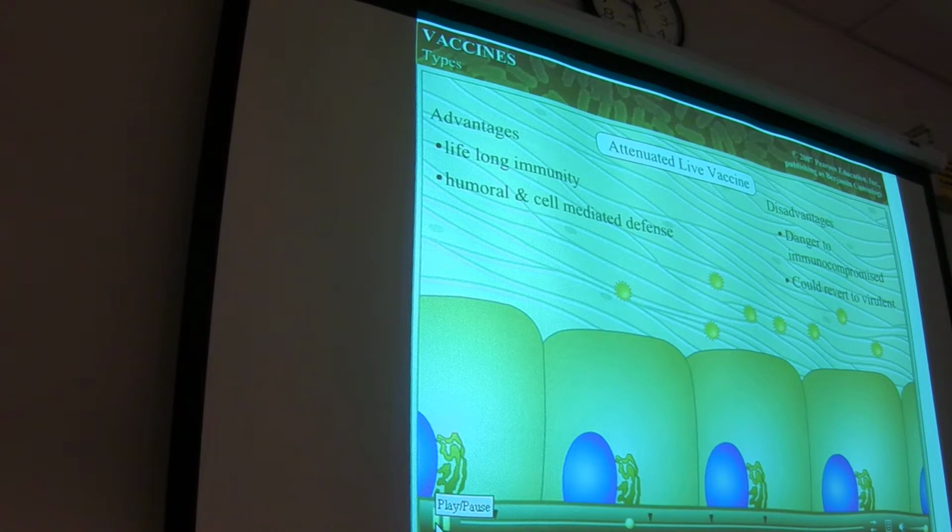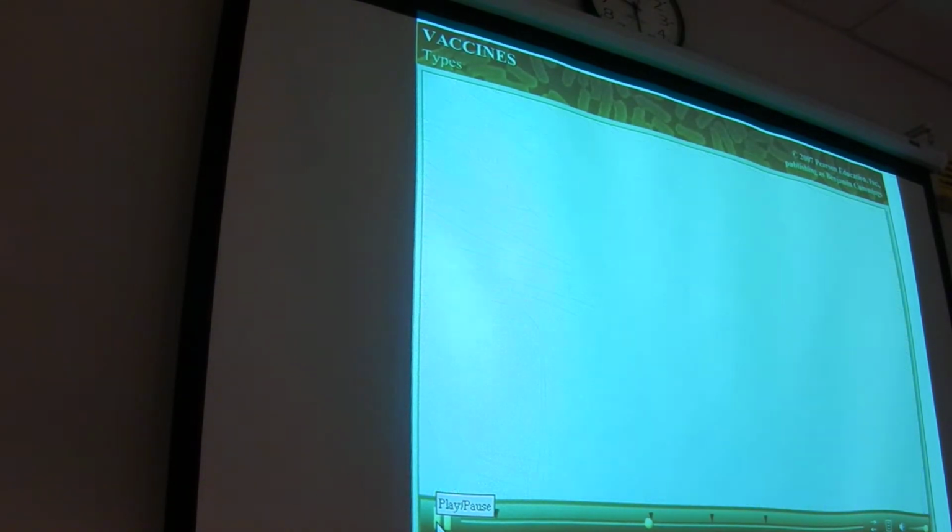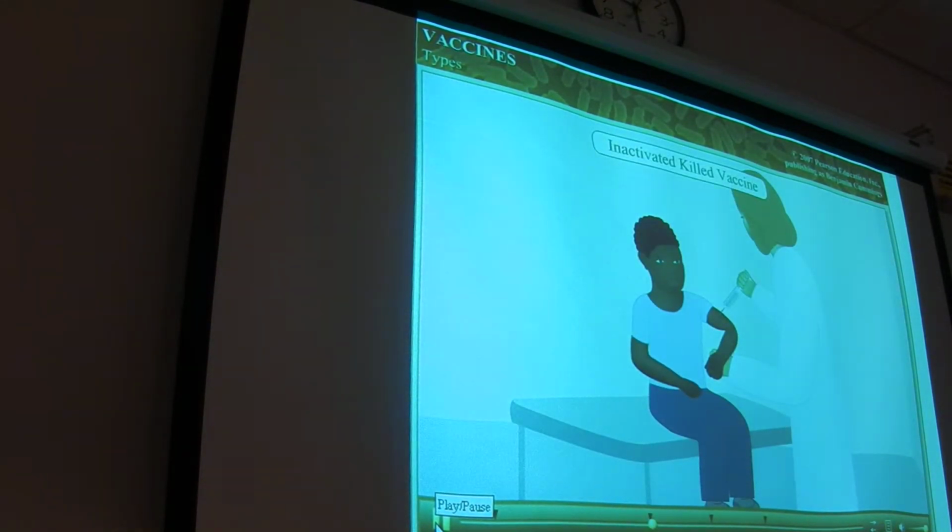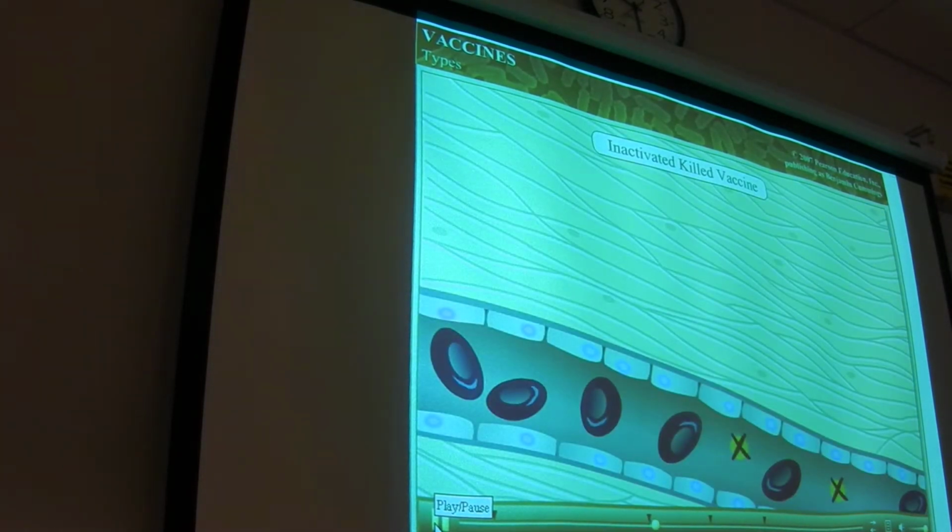An example of an attenuated vaccine is the MMR, which protects against measles, mumps, and rubella. The inactivated whole agent vaccine contains killed pathogen. Inactivation makes this type of vaccine safer.